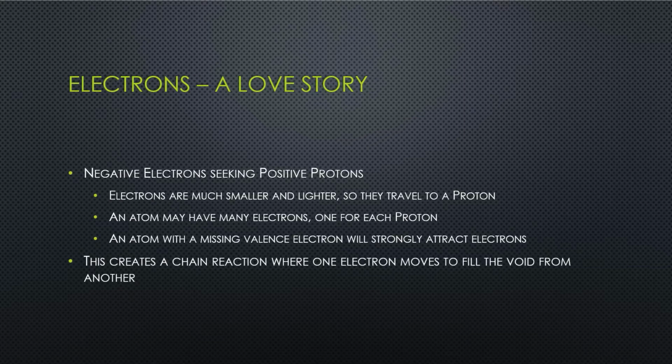Negative electrons are seeking the positive protons. Electrons are much smaller and lighter, so they always travel to the protons, which are kind of the center of the nucleus. An atom may have many electrons, one for each proton. An atom with a missing valence electron in the outer shell will strongly attract electrons. This creates a chain reaction where electrons will move to fill the void one from another.